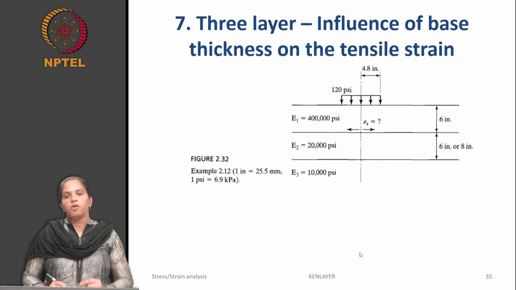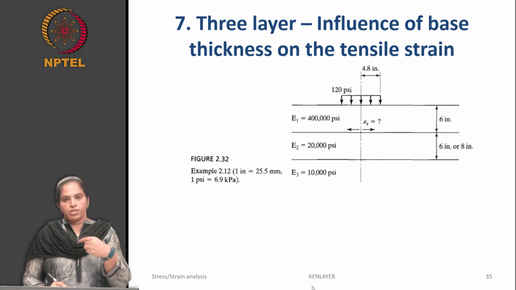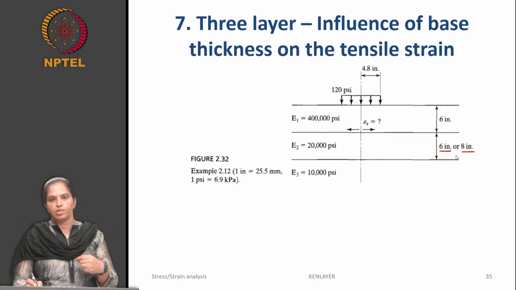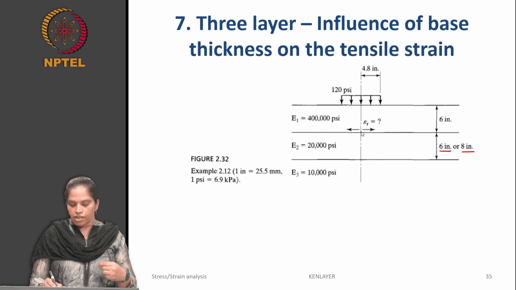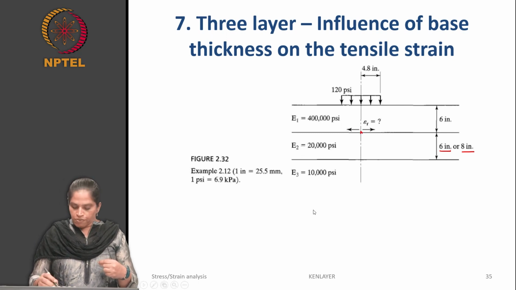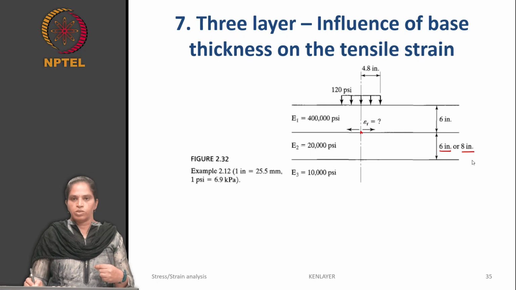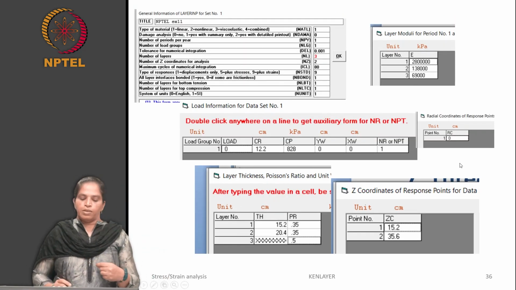Now we will see how the thickness of a base course influences the tensile strain at the bottom of the asphalt layer. For this purpose, we will use a base course thickness of 8 inch. In the previous case we used 6 inch. Now we will use 8 inch and determine the tensile strain at the bottom of the asphalt layer, and we will check how this thickness of the base course influences the tensile strain value. So we have to solve one more KENLAYER analysis here with the base layer thickness of 8 inch. So these are the inputs for that purpose.